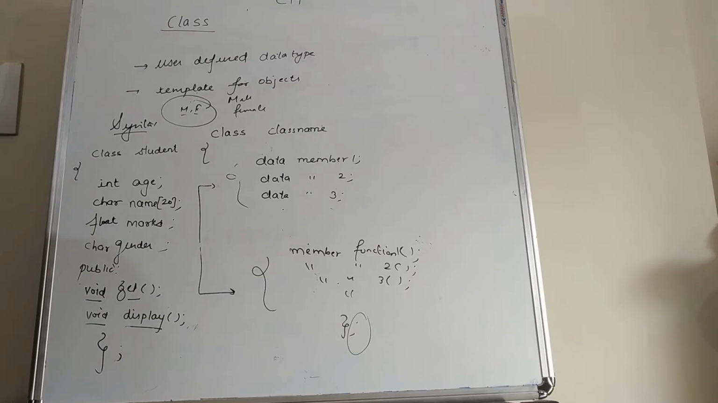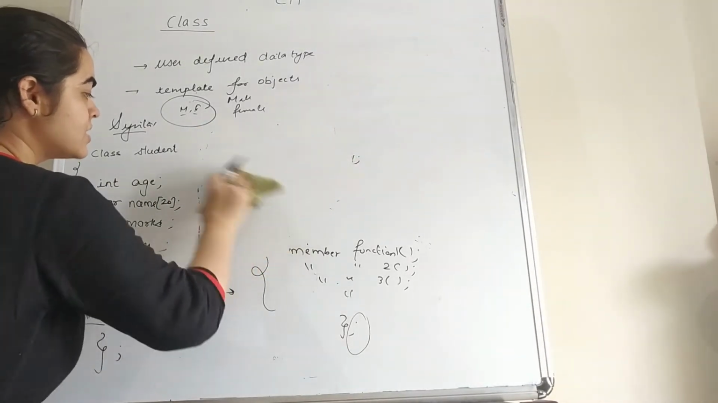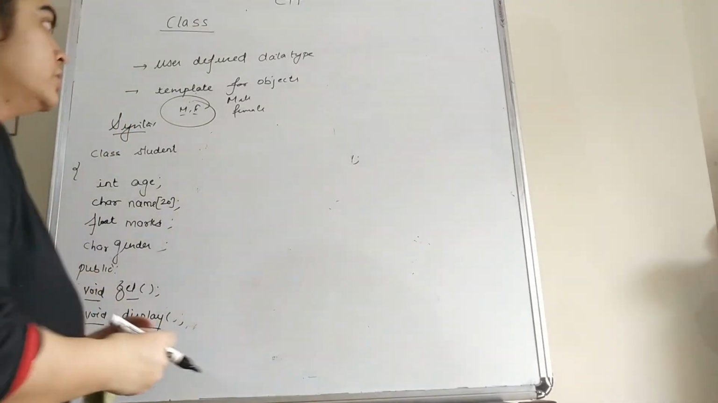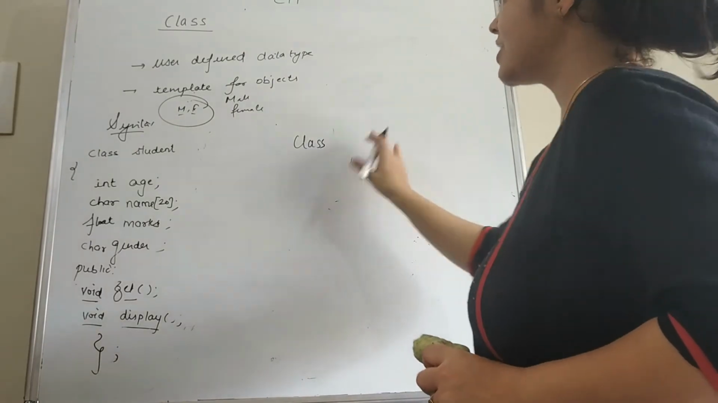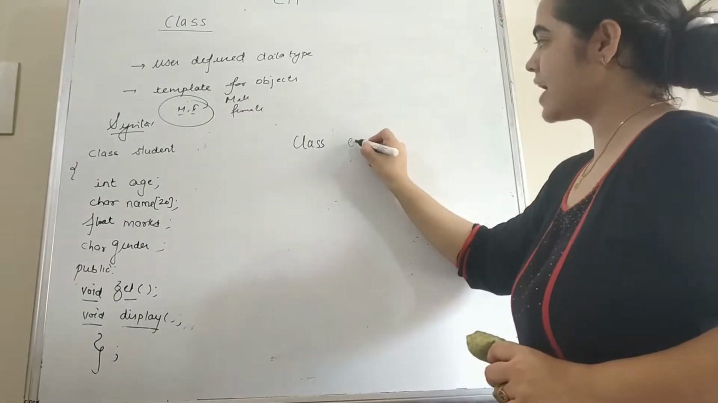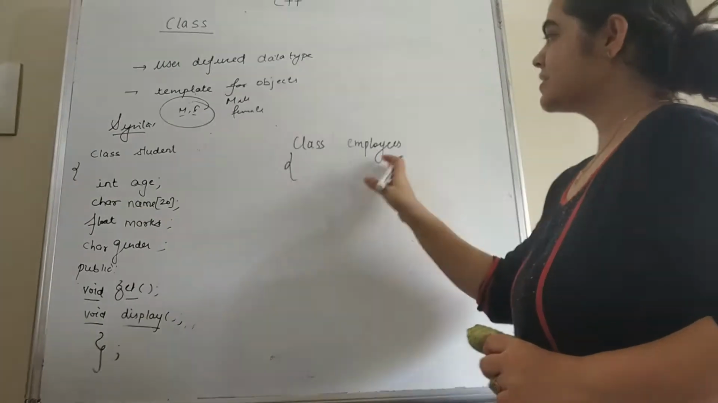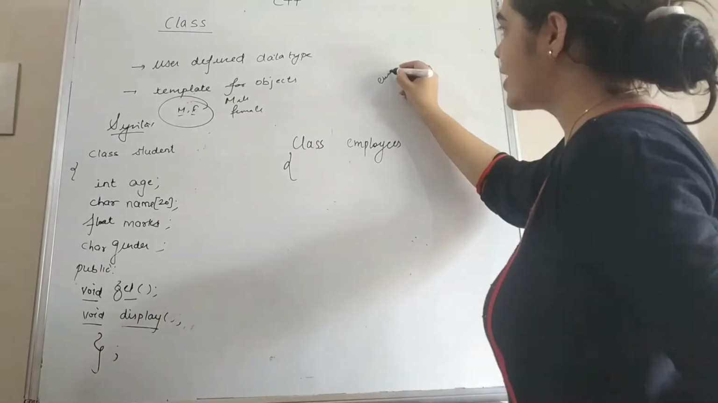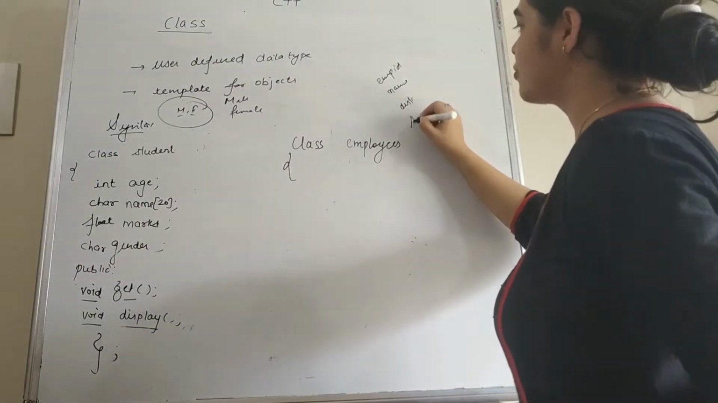We can take one more example. Suppose now we have another class and the name of the class is employees. So we can write class, and after class we have to write the name of the class, that is employees. Now students, what is the data that is related to the employees? The data related to the employees is employee ID, employee name, employee designation, employee salary.